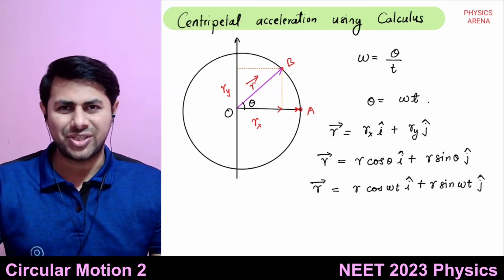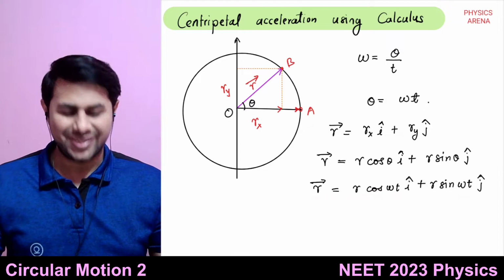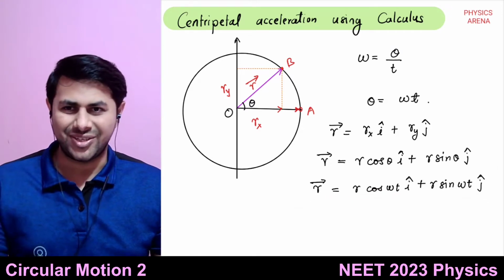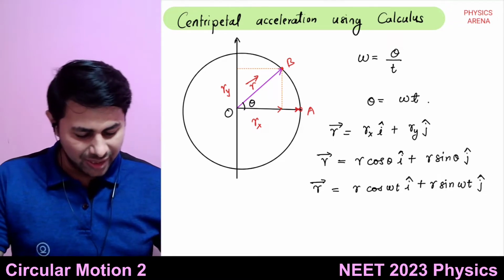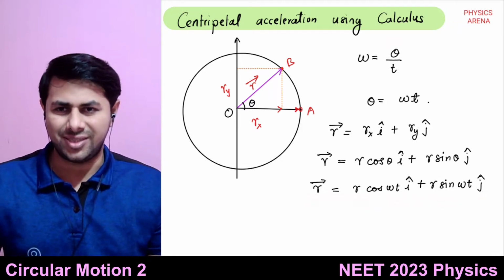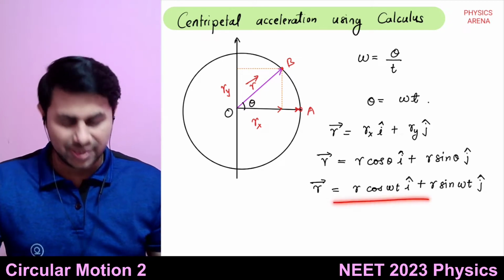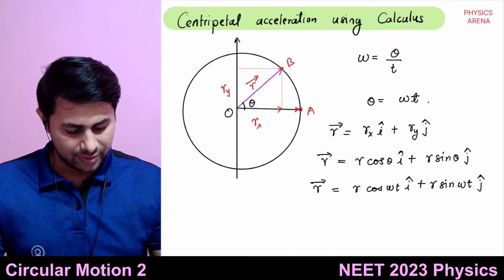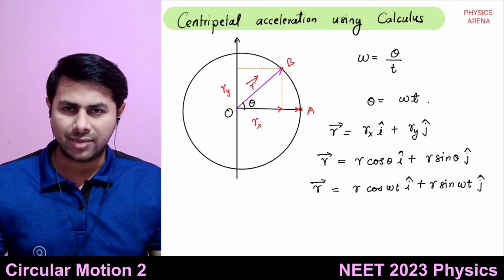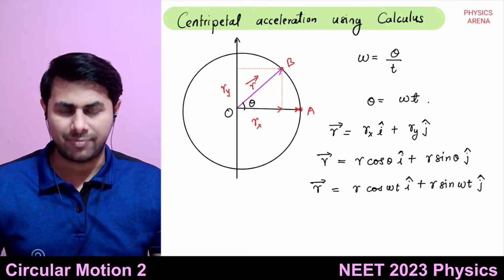There have been questions based upon only this much. Okay, this much topic, this much theory, you can say. There have been questions based upon only this thing in the NEET exam. So please remember this. This is the position vector of a particle performing uniform circular motion. Okay, it is R cos omega t multiplied by i cap plus R sin omega t multiplied by j cap.